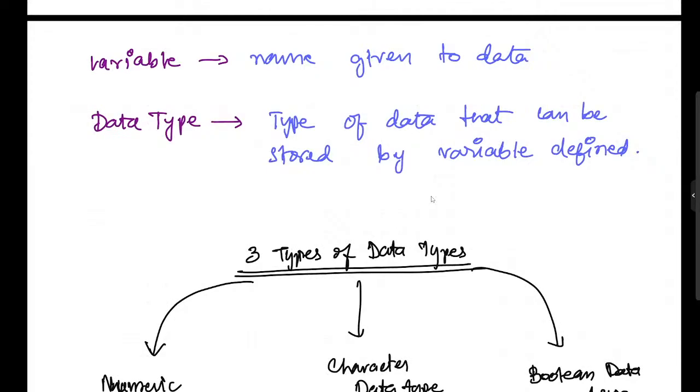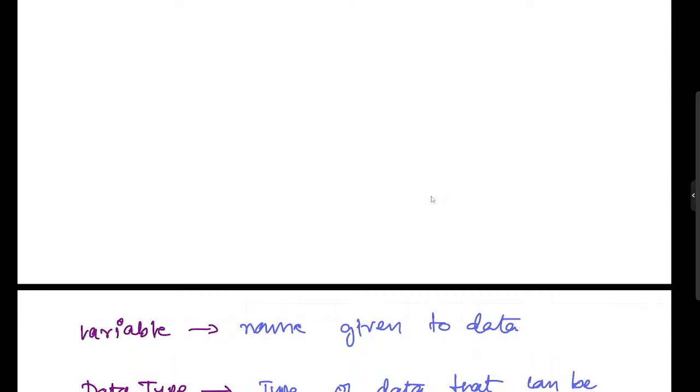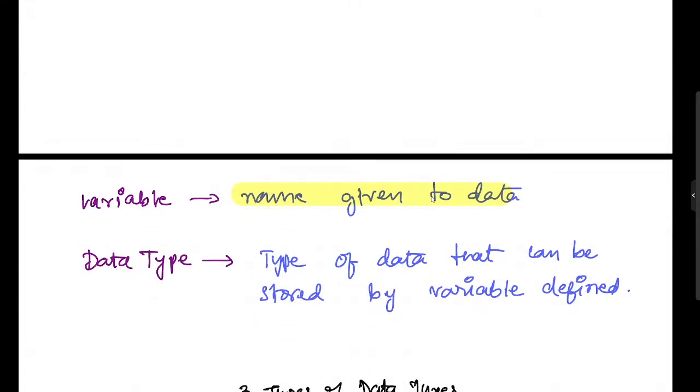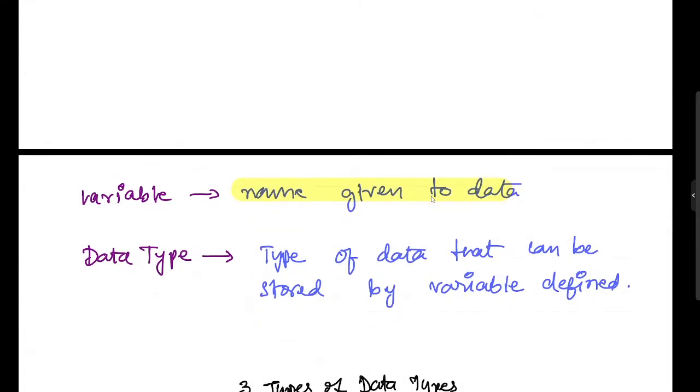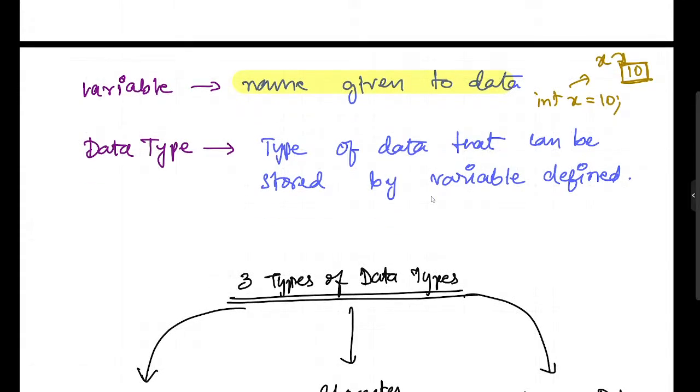So before even going to data types, let's see what the definition of a variable is. A variable is basically just a name given to some data. So if you have int x equal to 10, and for now, if you don't know int, it's okay, then you can think that 10 is created in some box, and x is the name given to that box. So x here will act like a variable.